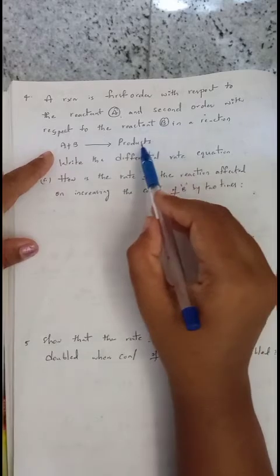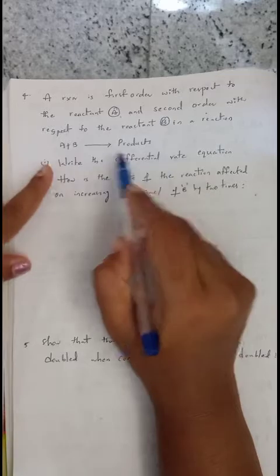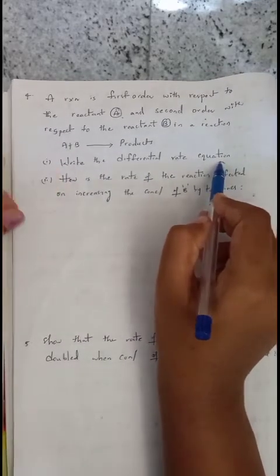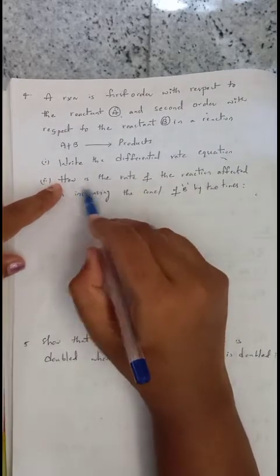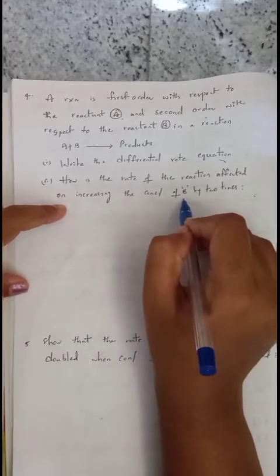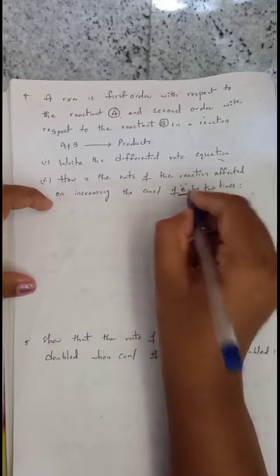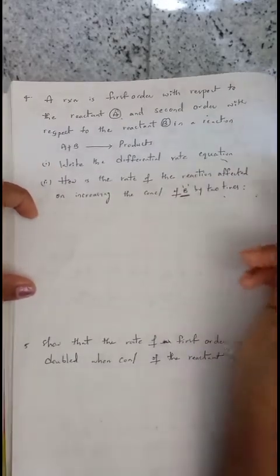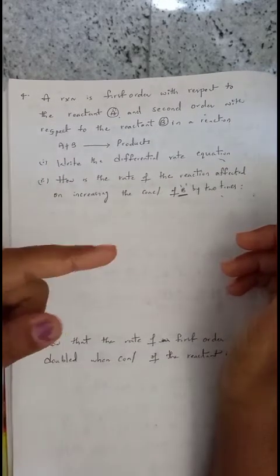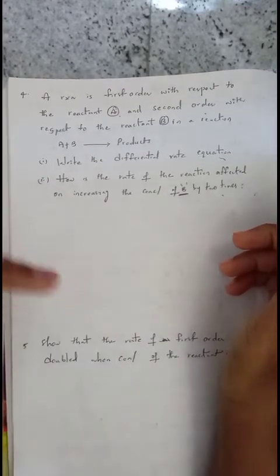Okay. Now here is the given equation. A plus B gives rise to products. First question, write the differential rate equation. Next, how is the rate of the reaction affected on increasing the concentration of B by 2 times? Here they are increasing the concentration of only B by 2 times. By increasing that concentration by 2 times, how is the rate of reaction affected? We want to find out. Listen to the question carefully, read the question twice and then answer.